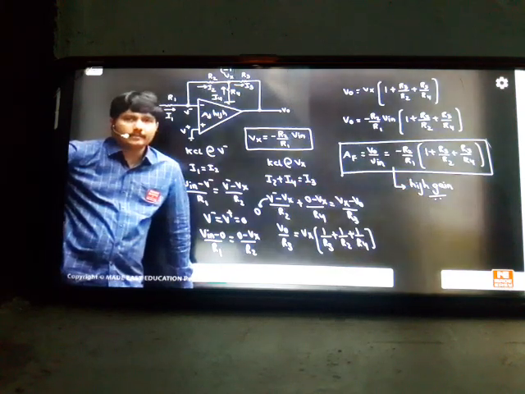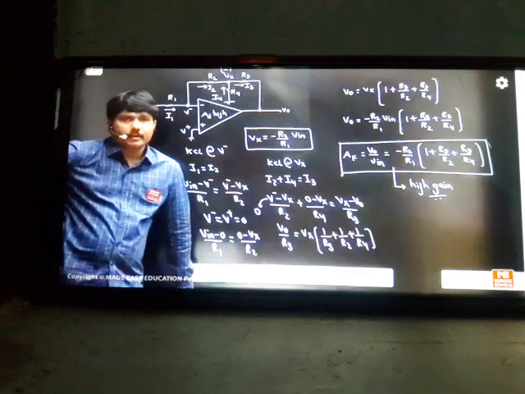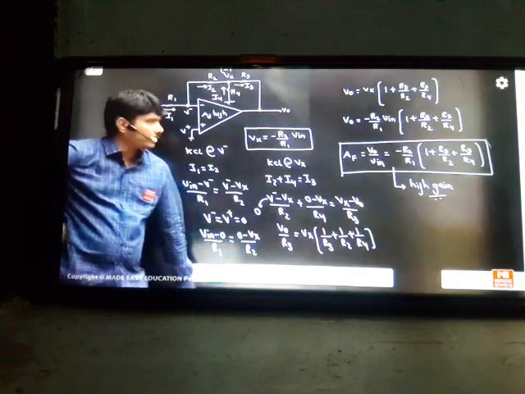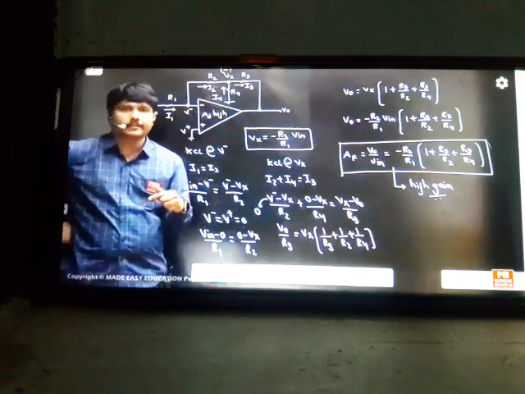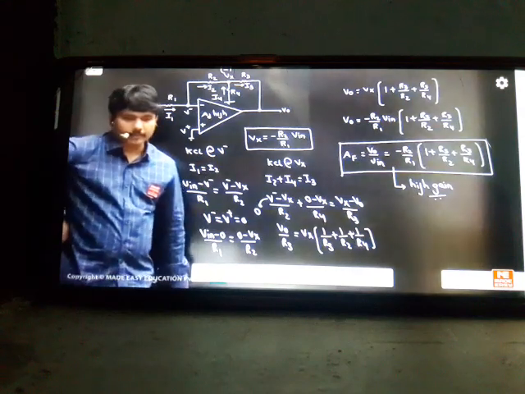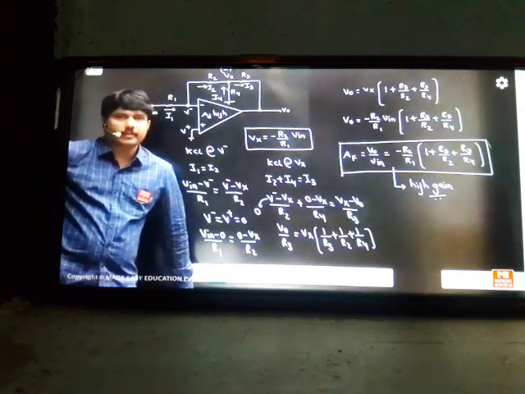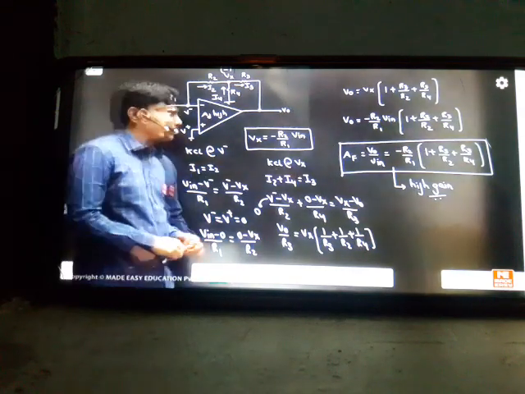Minus R2 by R1 is the normal gain, which is called inverting gain. The extra is 1 plus R3 by R2 plus R3 by R4. The only thing is R3 will fall on 3 resistors: R3 by R3 becomes 1, then R3 by R2 plus R3 by R4. These questions have come a number of times in your competitive exams. They are called T network technique problems. So this is the main purpose why you use this technique.